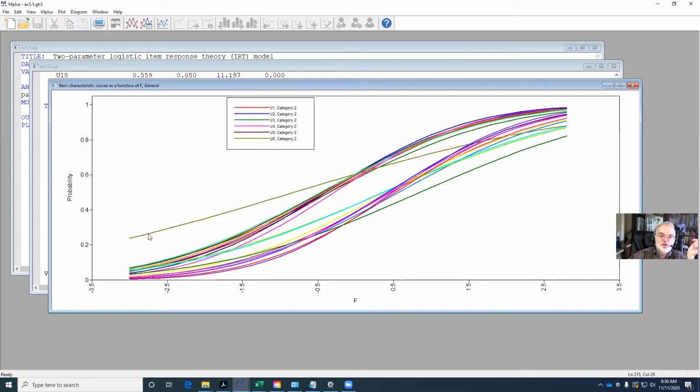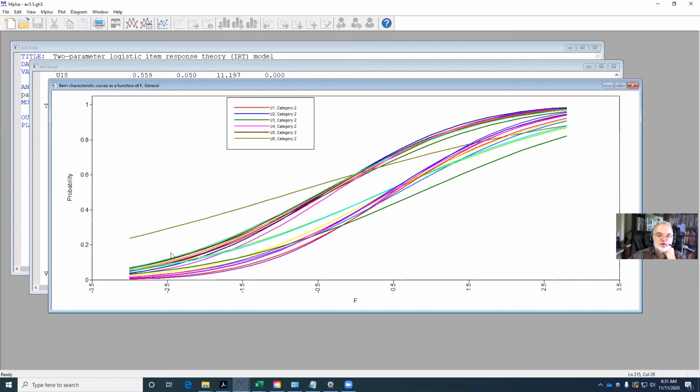And that means this item, for example, would be one that's kind of sort of easy because the probability of correctly answering it is a little bit higher than 0.2, even if you have a score that's very low on this factor. So that's difficulty, left to right. Right being harder items, left being easier items.